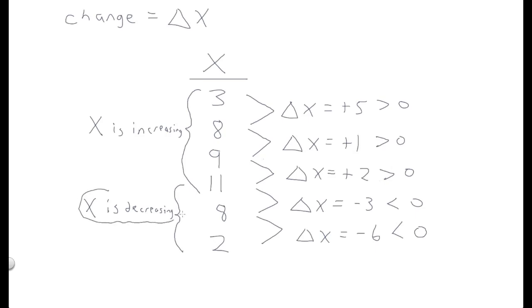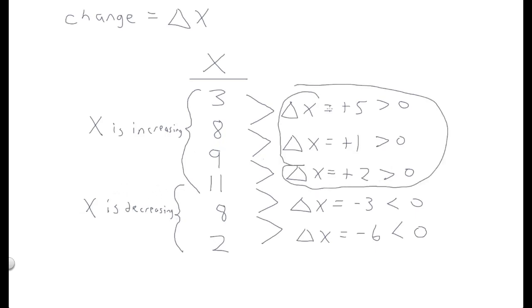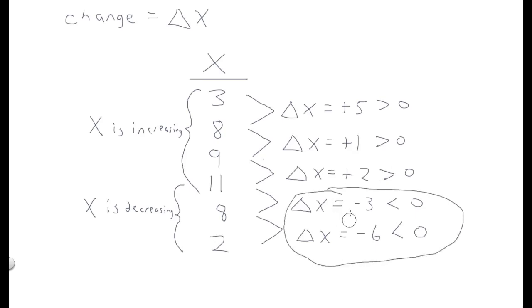So how about when the level is decreasing? What can you say about the changes? The changes are negative. Good. How about in the opposite direction? If someone tells you that the changes are positive, what could you say about the levels? The levels are increasing. If someone tells you that the changes are negative, what could you say about the levels? The levels are decreasing. Good.